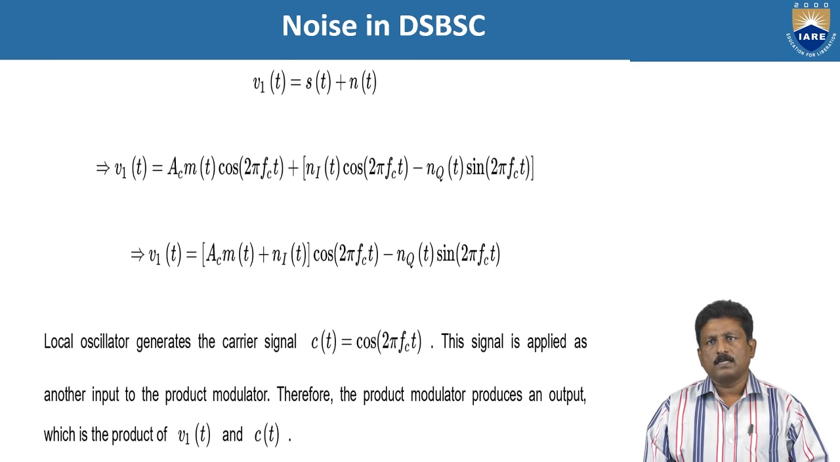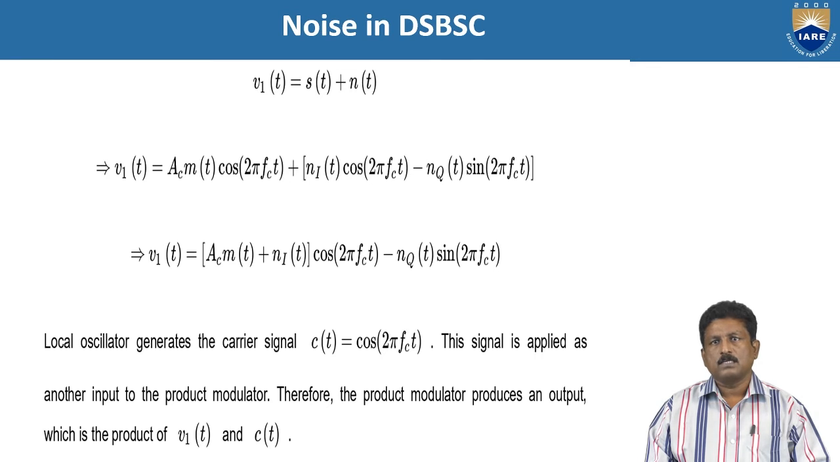This signal v(t) is nothing but a combination of s(t) and n(t). So v(t) = Ac m(t) cos(2πfct) plus the noise, considering the in-phase component ni(t) cos(2πfct) and the quadrature component nq(t) sin(2πfct). Substituting, we get v(t) = [Ac m(t) + ni(t)] cos(2πfct) − nq(t) sin(2πfct).